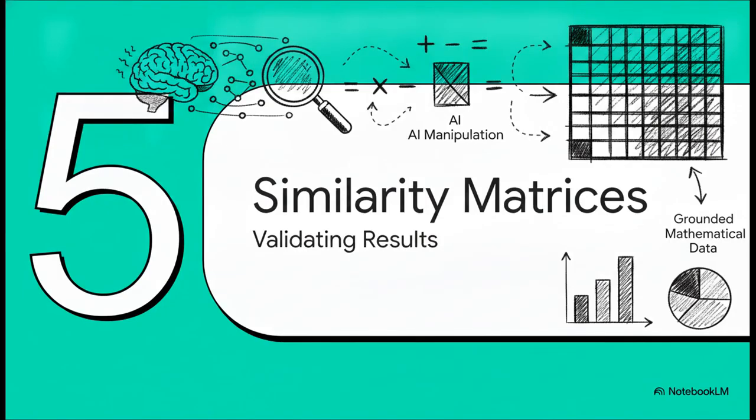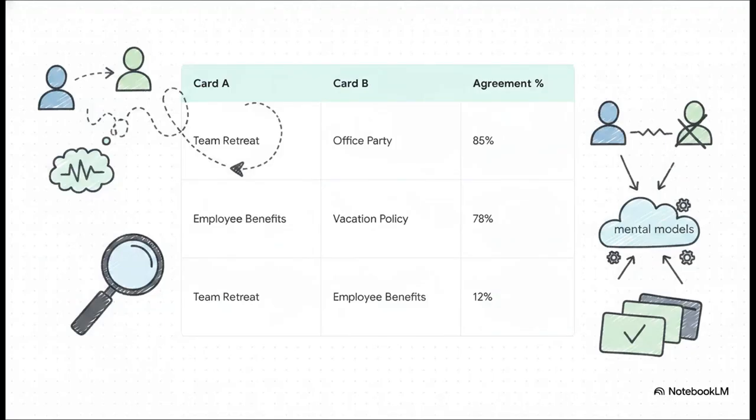Okay, let's dive into Section 5, Validating with Similarity Matrices. We've done a lot of AI manipulation so far, right? But now we absolutely must ground it all in hard math. Consider this simplified similarity matrix. This right here is your undeniable ground truth. LLMs just cannot naturally read raw, underlying spreadsheet data the way a statistical tool can. This matrix quantifies the exact percentage of participants who grouped any 2 given cards together.